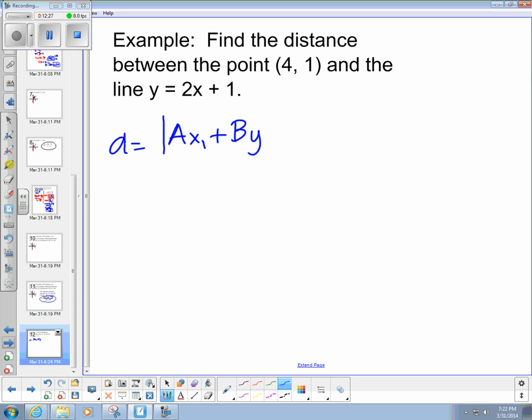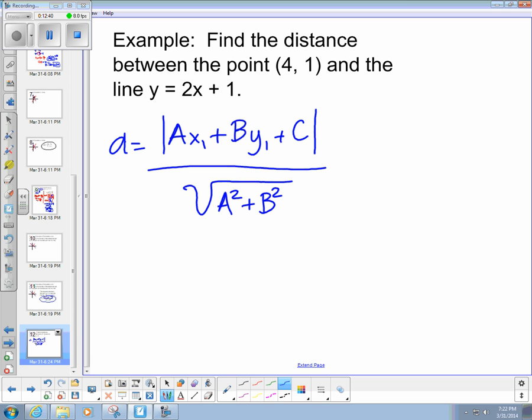The top part is absolute value, and why are we using absolute value? Well, distance, remember, cannot be a negative. On the bottom, since I'm squaring the a and the b, that's guaranteed to come out as a positive, but on the top I need the absolute values to make sure that they're positive.